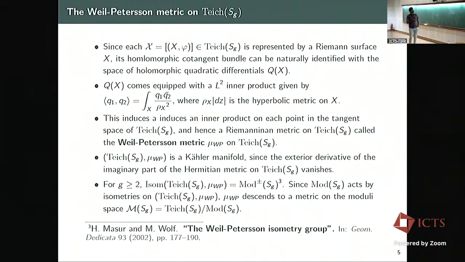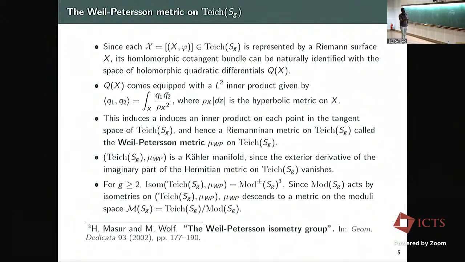And this comes equipped with the inner product, right? An L2 inner product, Hermitian inner product. And that is given by this. And here you can see that this is integrating over this Riemann surface of Q1, Q2 bar divided by rho of x squared, where rho of x is the hyperbolic metric, right? And you take the square of the hyperbolic metric. And this introduces an inner product. This inner product at the level of cotangent bundle introduces an inner product at each point in the tangent space of the Teichmüller space, and which in turn induces a Riemannian metric on the Teichmüller space called the Weil-Petersson metric.